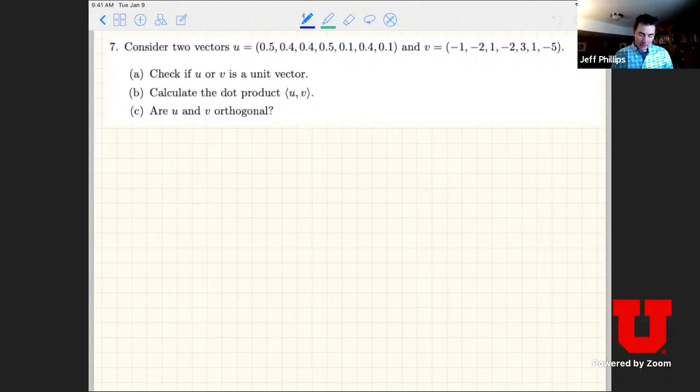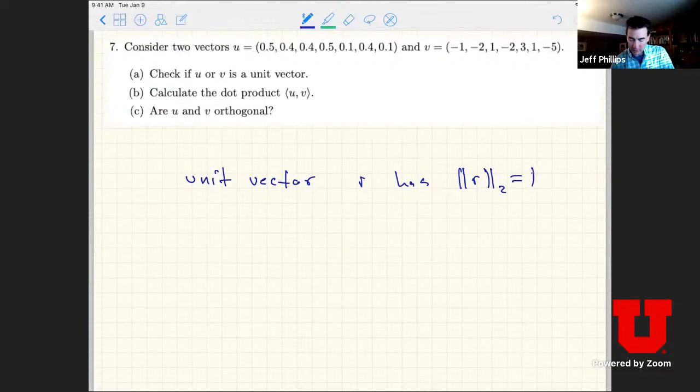Okay, more linear algebra. Consider 2 vectors, u and v. Check if u or v is going to be a unit vector. A unit vector r has the 2 norm equal to 1, right? Which means that the square root of the sum of j equals 1 to d of r_j squared is equal to 1. So that's what it needs to be a unit vector.